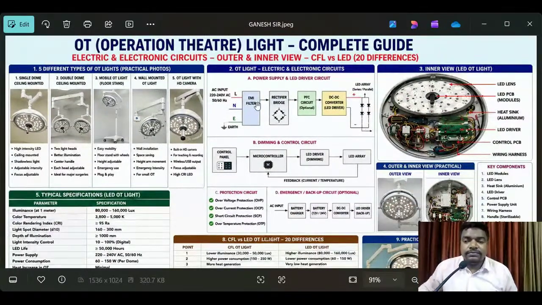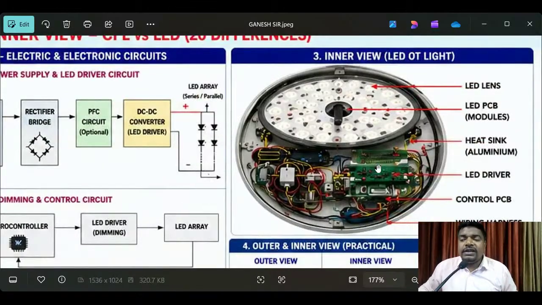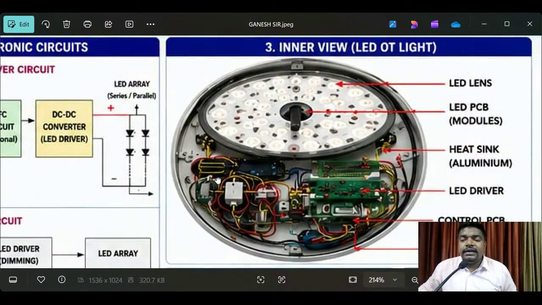Okay, come on. First of all, we will go through whatever new topics I'm going to discuss here. See here, it is visible right now, my dear engineers. See here what I'm showing. This is one dome of the OT light. When we open the cover, this is how the LED inside the part looks, see here, understand.